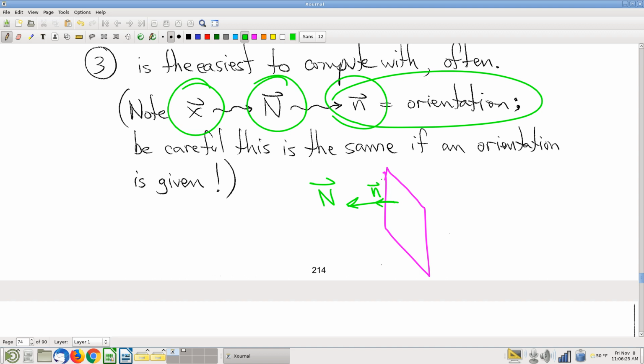Well, what if that's the wrong one? Right? What if, it could happen. I mean, what if the original surface was oriented that way? Well, you just messed up, right? And you're going to get a wrong answer. You're going to get an answer that's wrong by a minus sign.